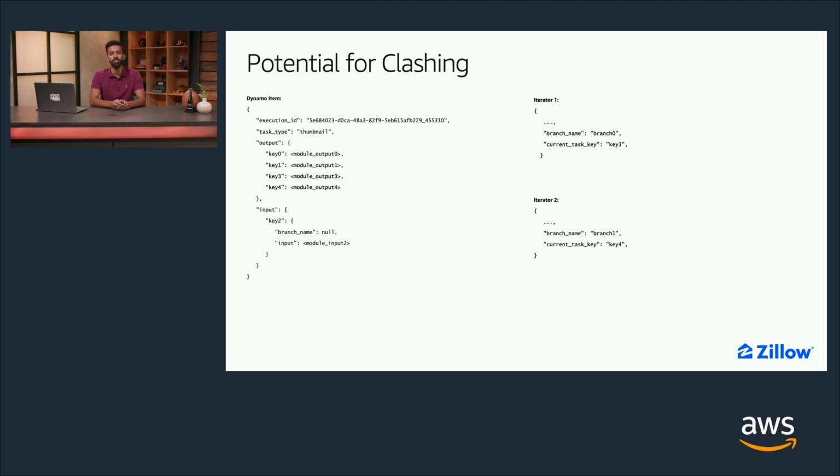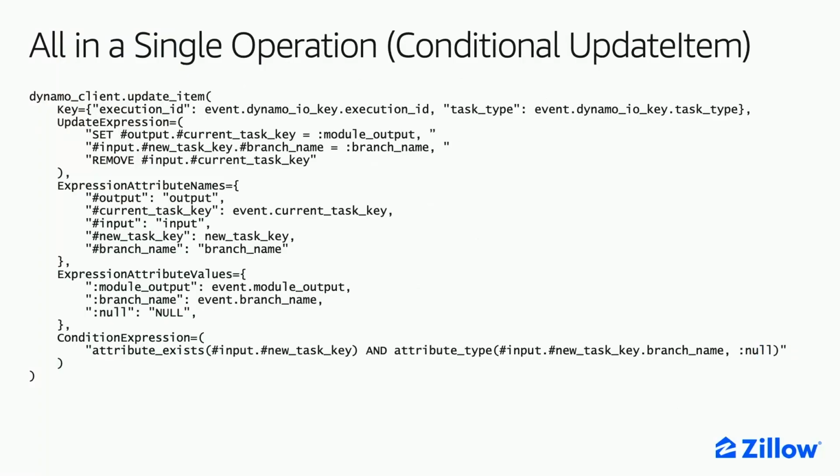However, with DynamoDB's conditional expressions, we can easily avoid this. In fact, we can do all of the operations that an iterator needs to do in a single operation. And this was the reason that we chose Dynamo instead of S3. So there's a lot going on here, so let's try to break it down.